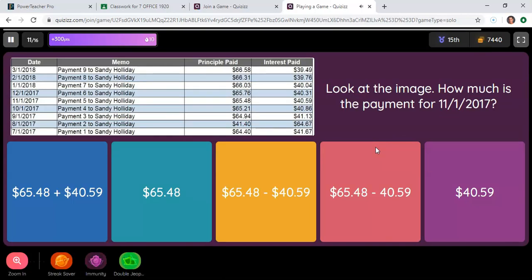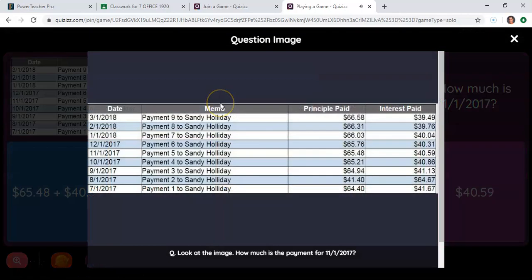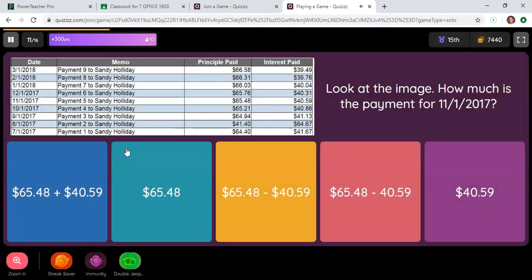How much is the payment for 11-1? So the payment is going to consist of the principal paid plus the interest. So it should be the $65.48 plus $40.59.